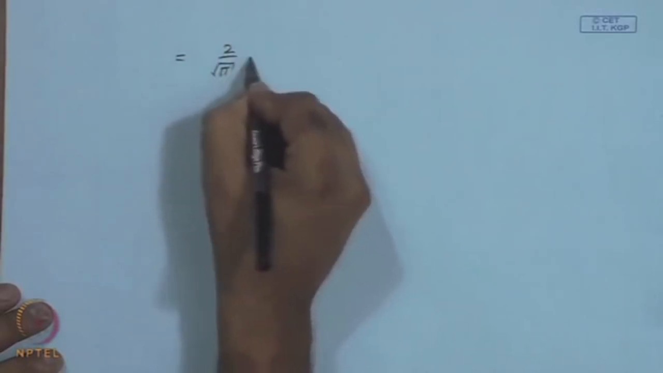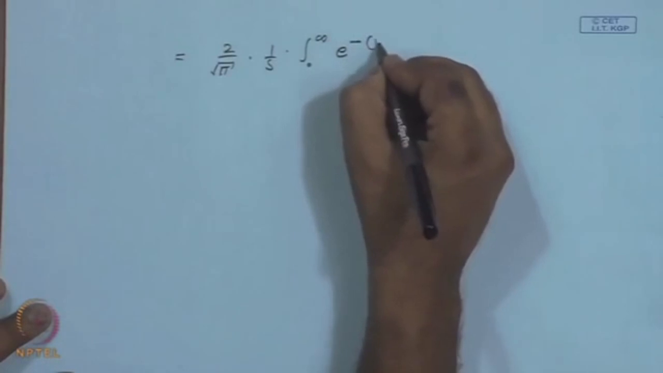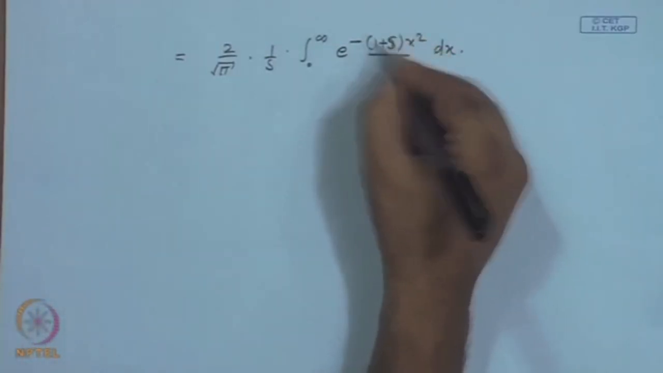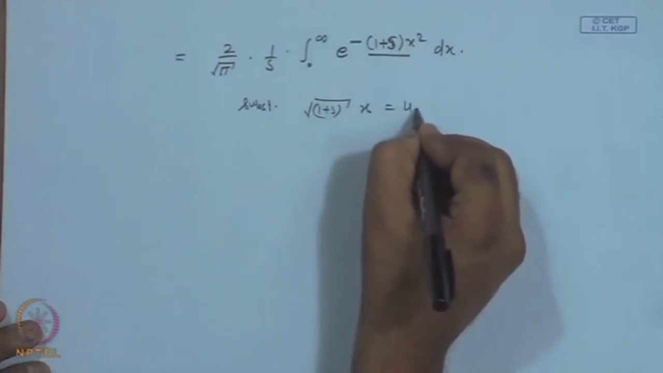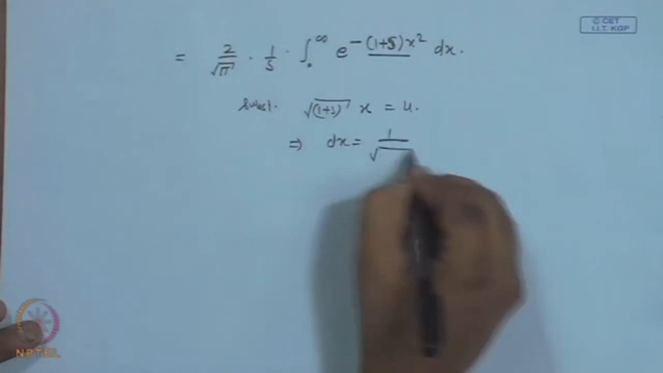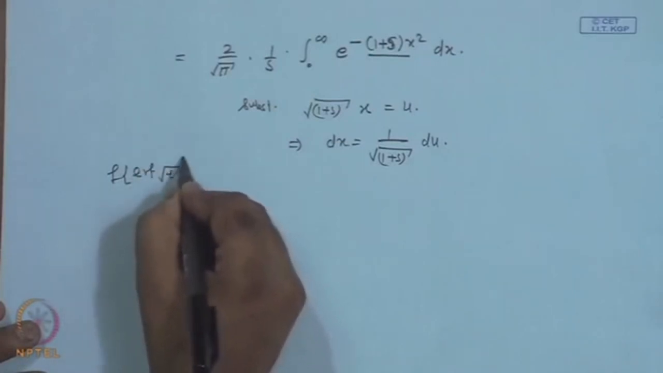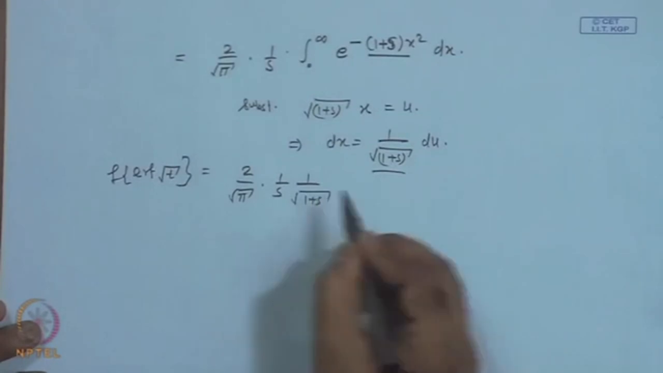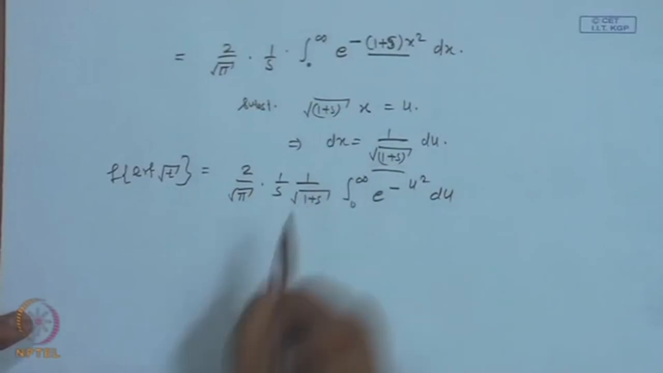So what we have is equal to 2 over square root pi, we have 1 over s, we have 0 to infinity, and e power minus x square is common, and then we have 1 plus s times x square, dx. Now we make a perfect square here. So we substitute that square root of 1 plus s times x is a new variable u, so that dx is 1 over square root of 1 plus s, du. So in that case the Laplace of error function of square root t is 2 over square root pi, we have 1 over s, we have also 1 over square root 1 plus s, the limits 0 to infinity will not change, so e power minus u square du.